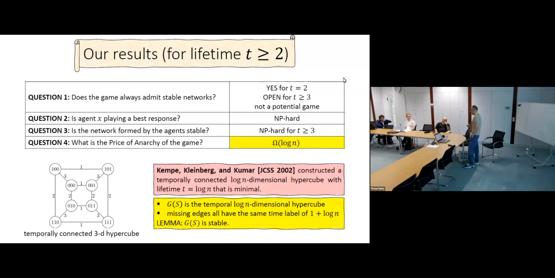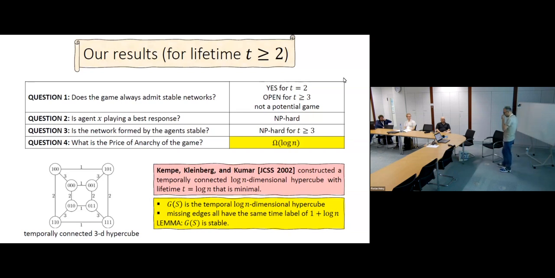Basically, the authors of that paper constructed a temporally connected log n dimensional hypercube that has n vertices and n log n edges that is minimal. By minimal, I mean that it's not possible to delete an edge from the hypercube and still have a temporally connected graph. Okay? Here is an example of the construction for the 3-dimensional hypercube.